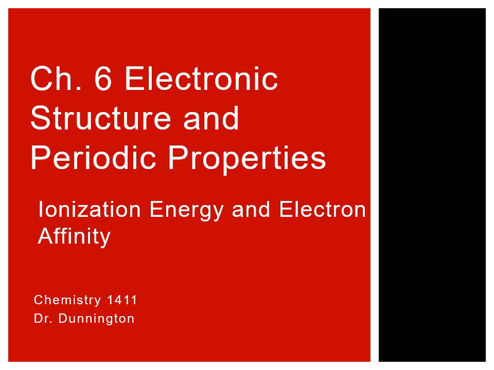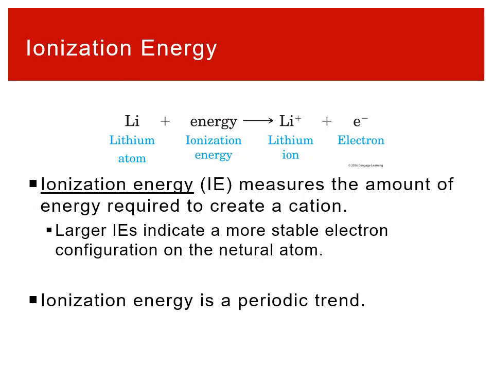Continuing on our discussion of periodic trends, we want to talk about ionization energy and electron affinity. Ionization energy measures the amount of energy required to create a cation. What we're now looking at is not just static properties of atoms, but a tendency for atoms to react.